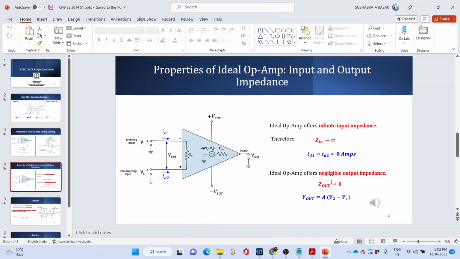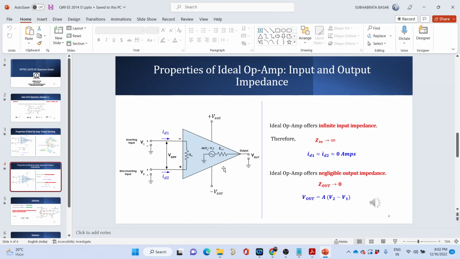Another point that you have to keep in mind is that Z out, the output impedance, is tending to 0. If the output impedance is not tending to 0, then there will be a voltage drop across it, and the output voltage will be lesser than the voltage gain A into VDIF. So it is desirable that Z out is very low, and for an ideal op amp it is almost tending to 0. So you get V out equal to A into VDIF. Do you agree with me on this point?